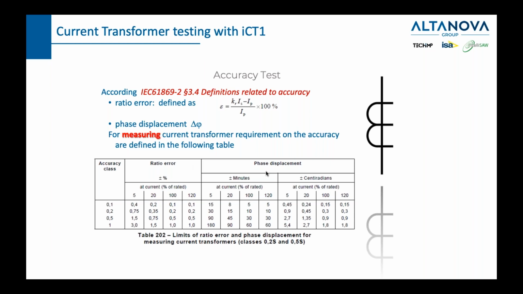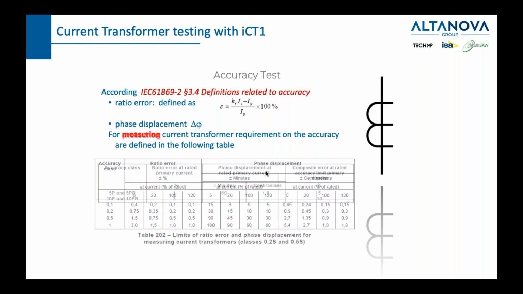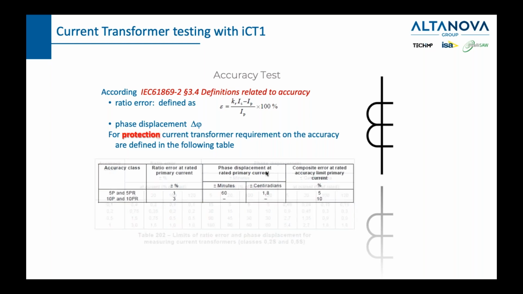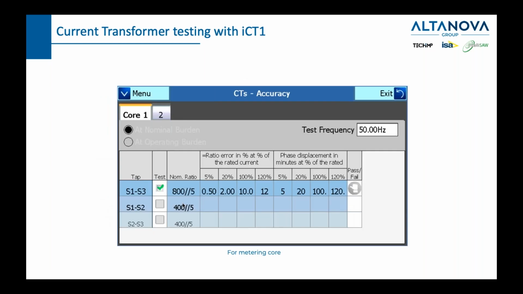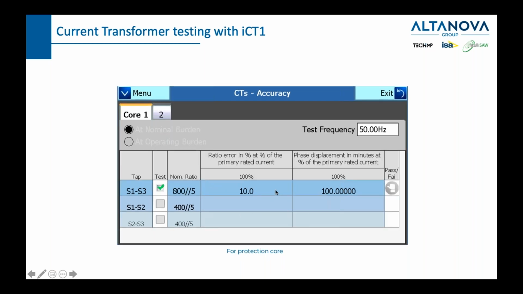This would be for measuring CTs, and this would be for your protection CTs, which often have accuracy which is slightly lower than your metering CTs. If you want to do an accuracy test for a metering core, it will look something like this. As we said, 5, 20, 100 and 120%. And here we see the results. And this will be for our protective.